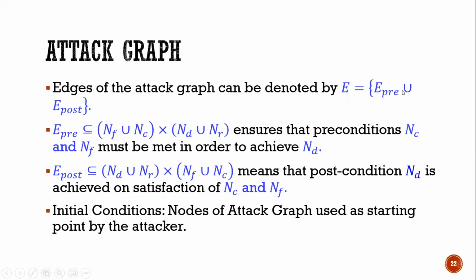So there are two kinds of edges. E3 denotes the precondition edge and ePost denotes the post-condition edge. A precondition edge basically combines the fact nodes and conjunct node to show the next possible state that an attacker can achieve. And ePost means the edges that are triggered if some preconditions are satisfied. And we have some base initial condition nodes in this attack graph that we can denote using NI.